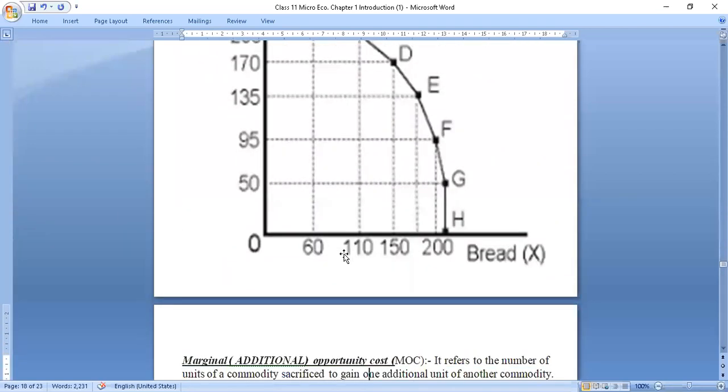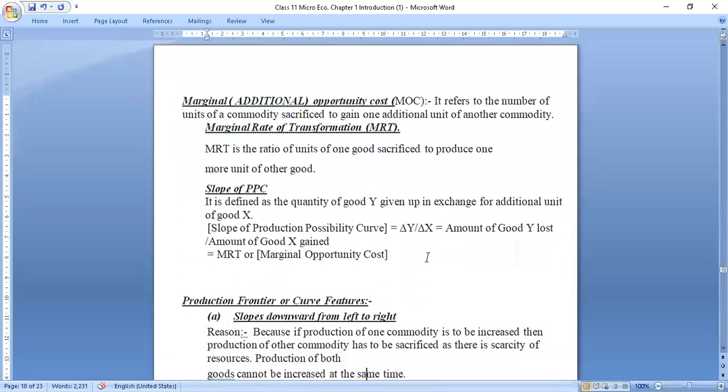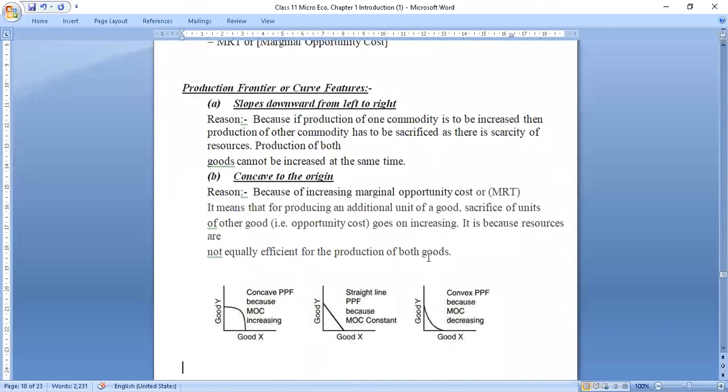Let us see in the diagram that if we need to increase the production of good X, we have to decrease the production. तो जब ये पॉइंट इस तरीके से डिक्रीज होते चले जाएंगे तो आपकी कर्व की शेप ऑटोमेटिकली डाउनवर्ड आएगी. So the reason behind the downward sloping PPC is that to increase the production of one good, we have to sacrifice the other. Second feature is PPC is concave to the origin.